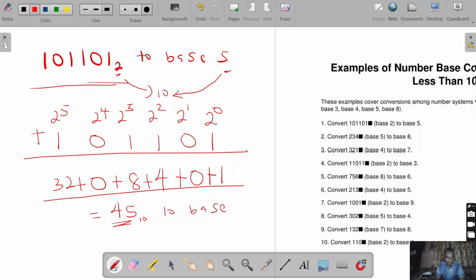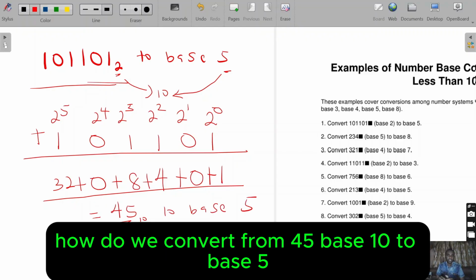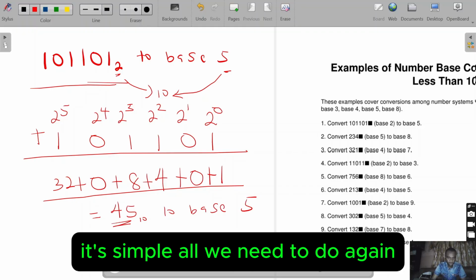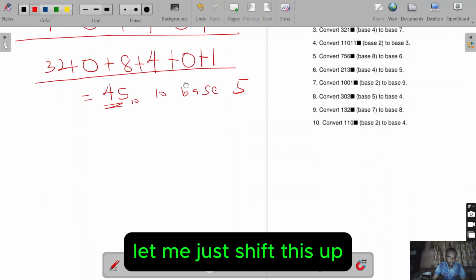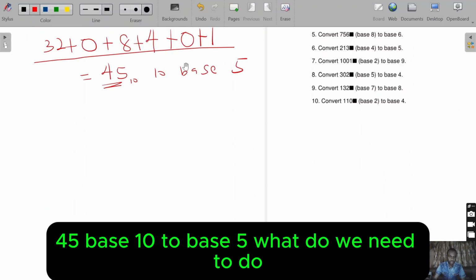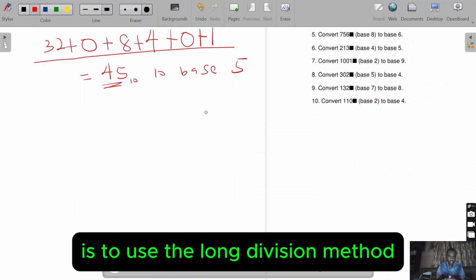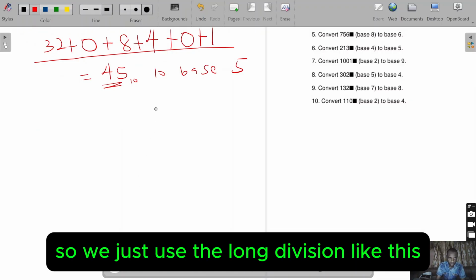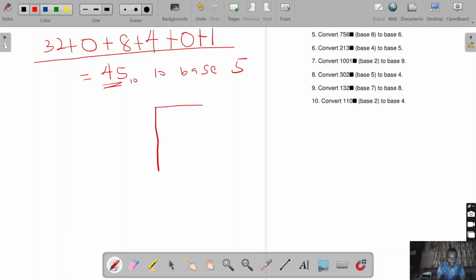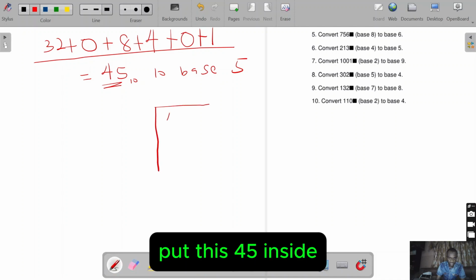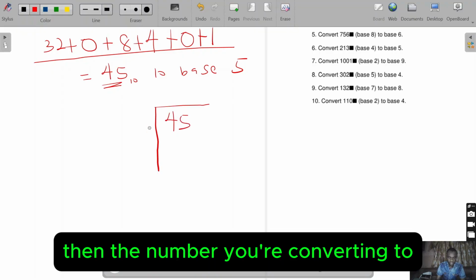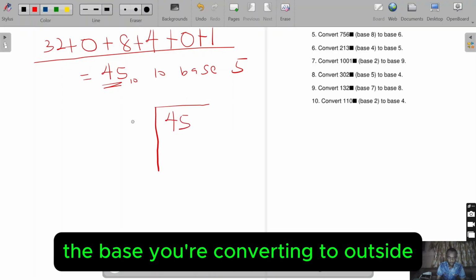So now the next thing is to convert from this 45 base 10 to base 5. How do we convert from 45 base 10 to base 5? It's simple. What we need to do is to use the long division method. Put this 45 inside, then the base you are converting to outside.